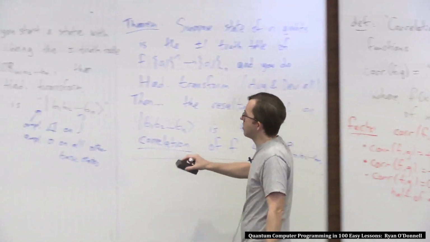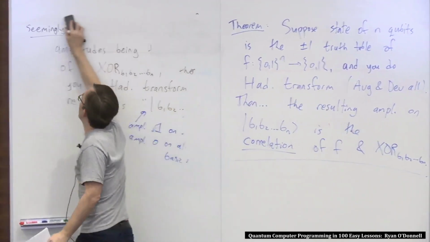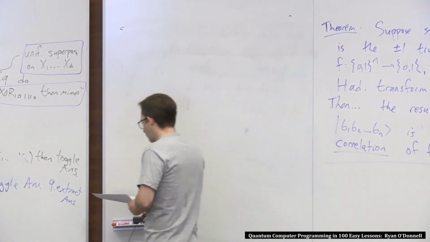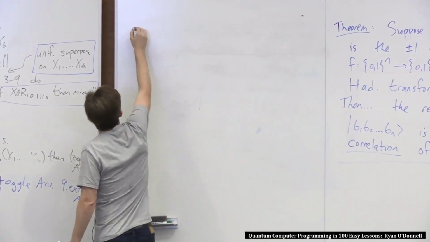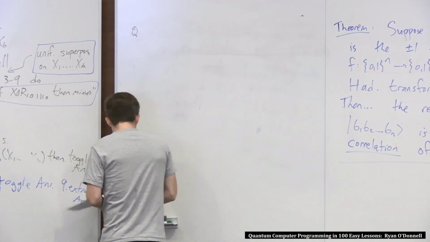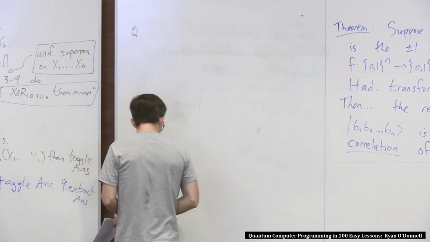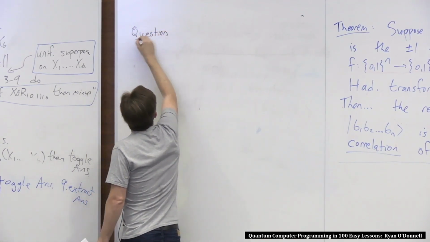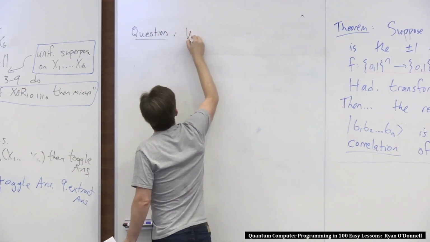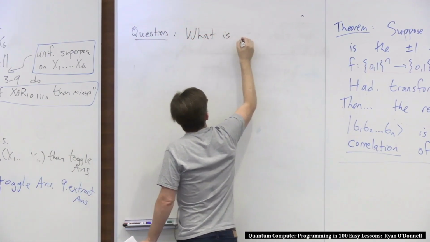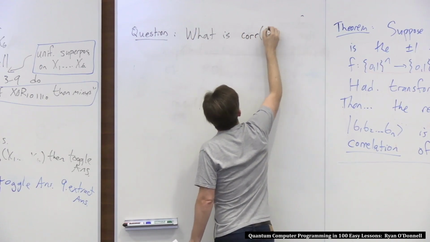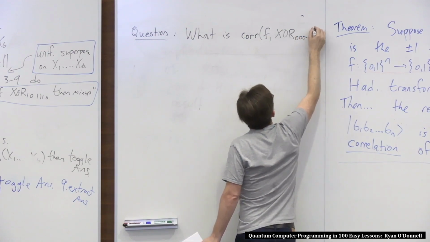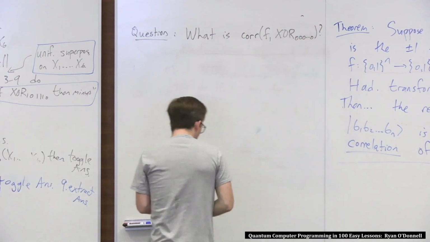Before we do that, let's do some more examples or think about this a little bit more before we eventually dive into proving this theorem. So here's a question I want you to think about. If I give you some function f, what is the meaning of the correlation of f with this XOR function, XOR sub 0, 0, 0, dot, dot, dot, 0? What do you think about that in words?